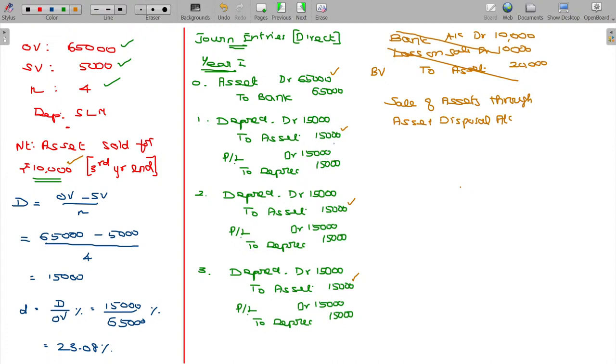Today the asset was originally purchased for 65,000. Because of 3 years of usage, we have reduced the value of the asset by 15,000 each year: first year 15,000, second year another 15,000, third year another 15,000. Today the book value of the asset is 20,000. I am transferring this 20,000 from asset to asset disposal account. We have to pass a transfer entry.